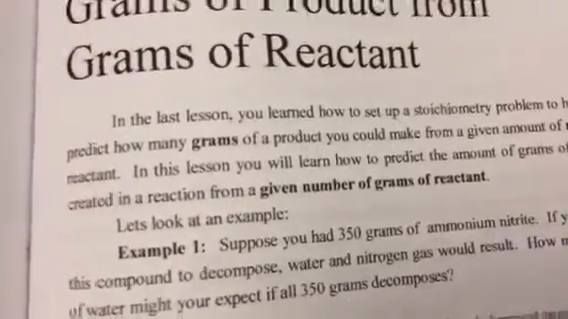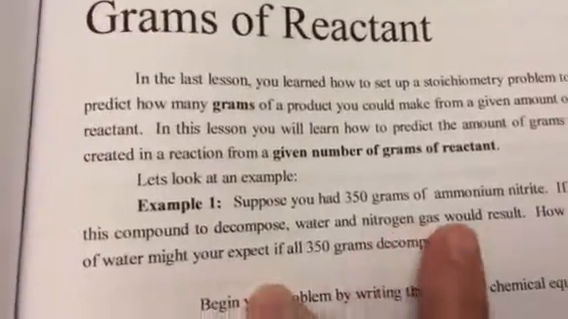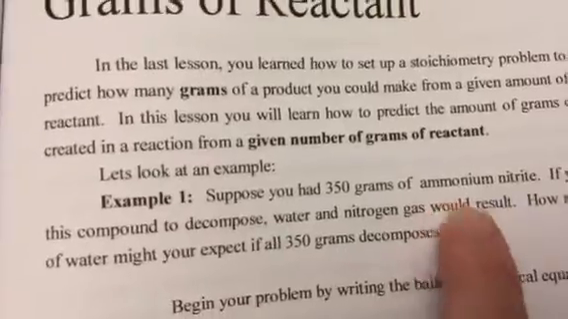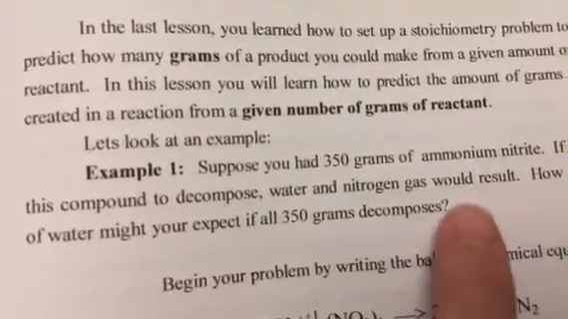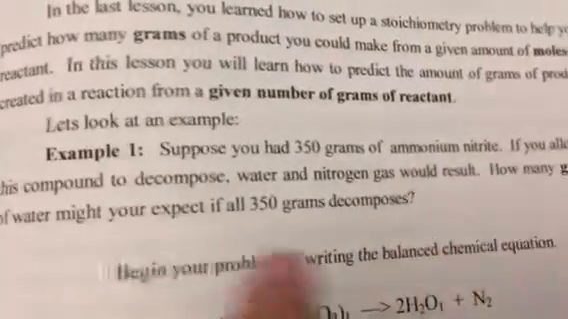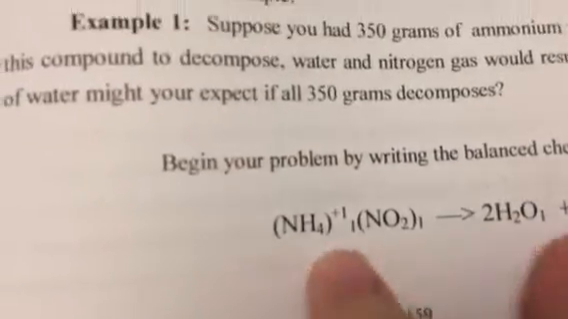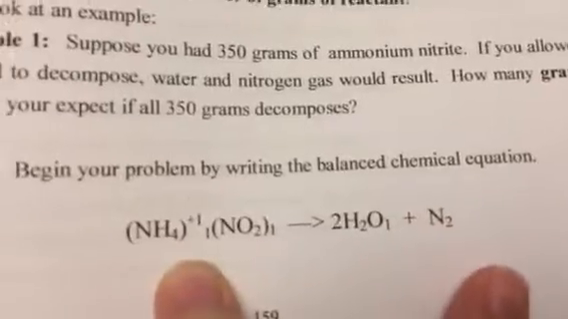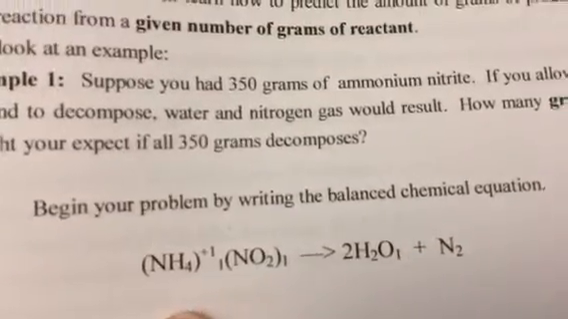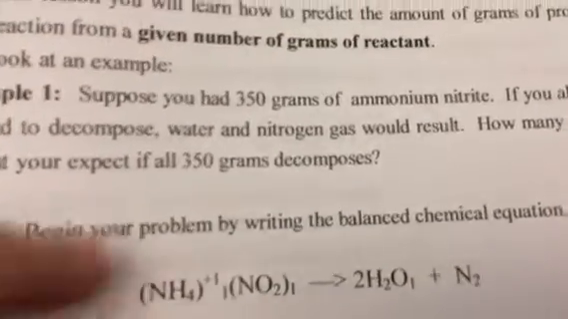We start out the same. Here's our example. We have 350 grams of ammonium nitrite. If we allow it to decompose into water and nitrogen, how many grams of water might we expect? So we write our problem in a balanced equation right here, and it gives it to you in the book on page S231, so you can always check that.